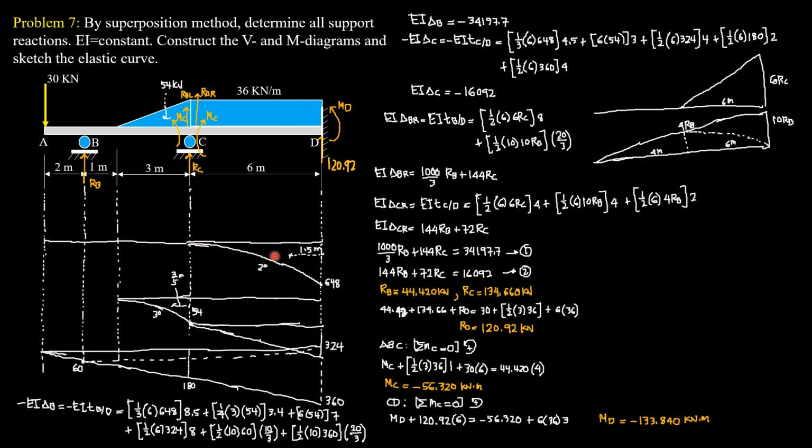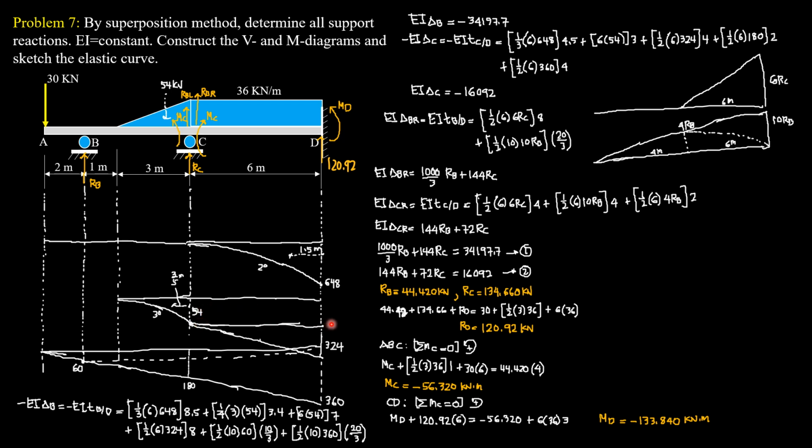So beginning with this area here, 1/3 times 6 times 648. Since this is 1.5, the distance of the centroid from C is 6 minus 1.5, so 4.5 meters. Plus this area here, which is a rectangle, 6 times 54. The moment arm is 3, so 6 times 54 times 3. I hope you can follow.